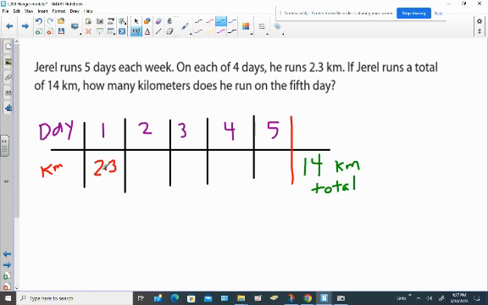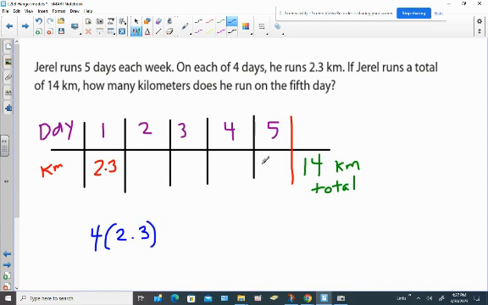So that means he ran 2 and 3/10 kilometers on day 1. He did that on day 2. He did that on day 3. He did that on day 4. So we basically have 4 groups of him running 2 and 3/10 miles.